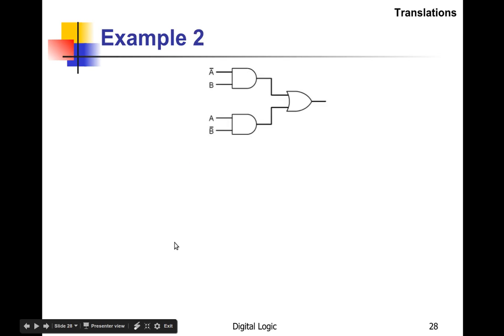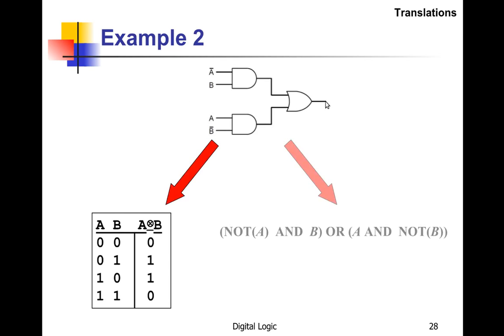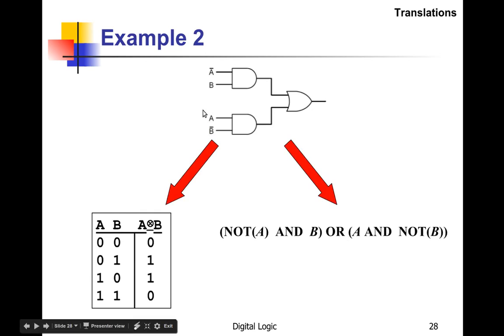So here's another example. We have here A not going into this AND gate, B going into that AND gate, A going into this AND gate, and B not going into this AND gate, and then we're ORing that together. So you can write it like this, or you can write it like that. And notice that this is basically just checking if A is different from B, which is the XOR operation.